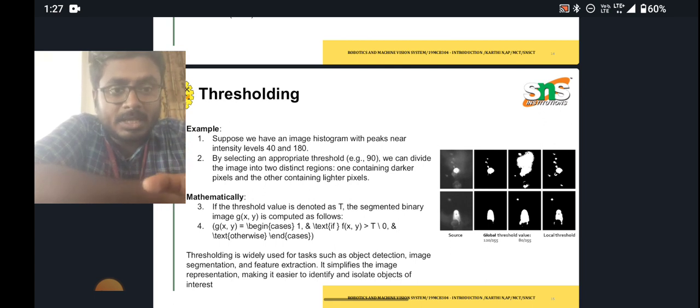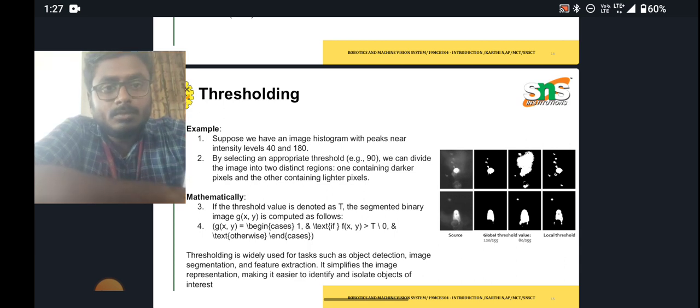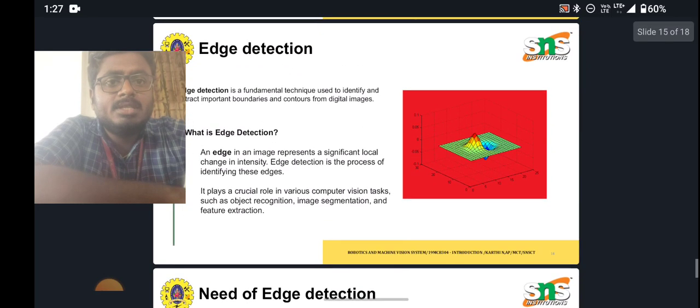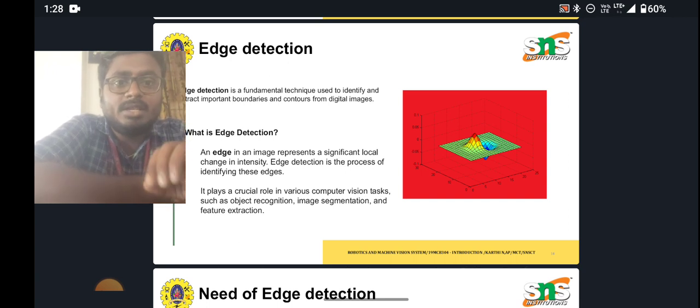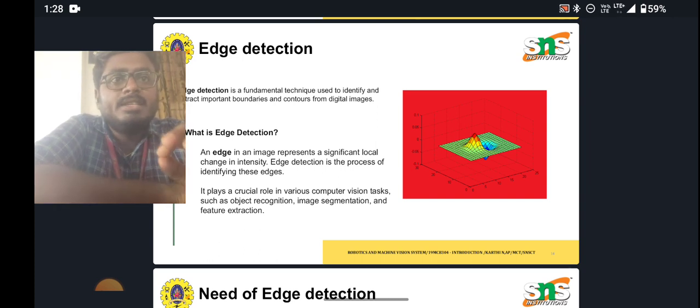Thresholding is widely used for tasks such as object detection, image segmentation, and feature extraction. It simplifies the image representation, making it easier to identify and isolate objects of interest. Followed by edge detection, which is a fundamental technique used to extract important boundaries and contours from digital images. What is edge detection? An edge in an image represents a significant local change in intensity. Edge detection is the process of identifying these edges. It plays a crucial role in various computer vision tasks such as object recognition, image segmentation, and feature extraction.